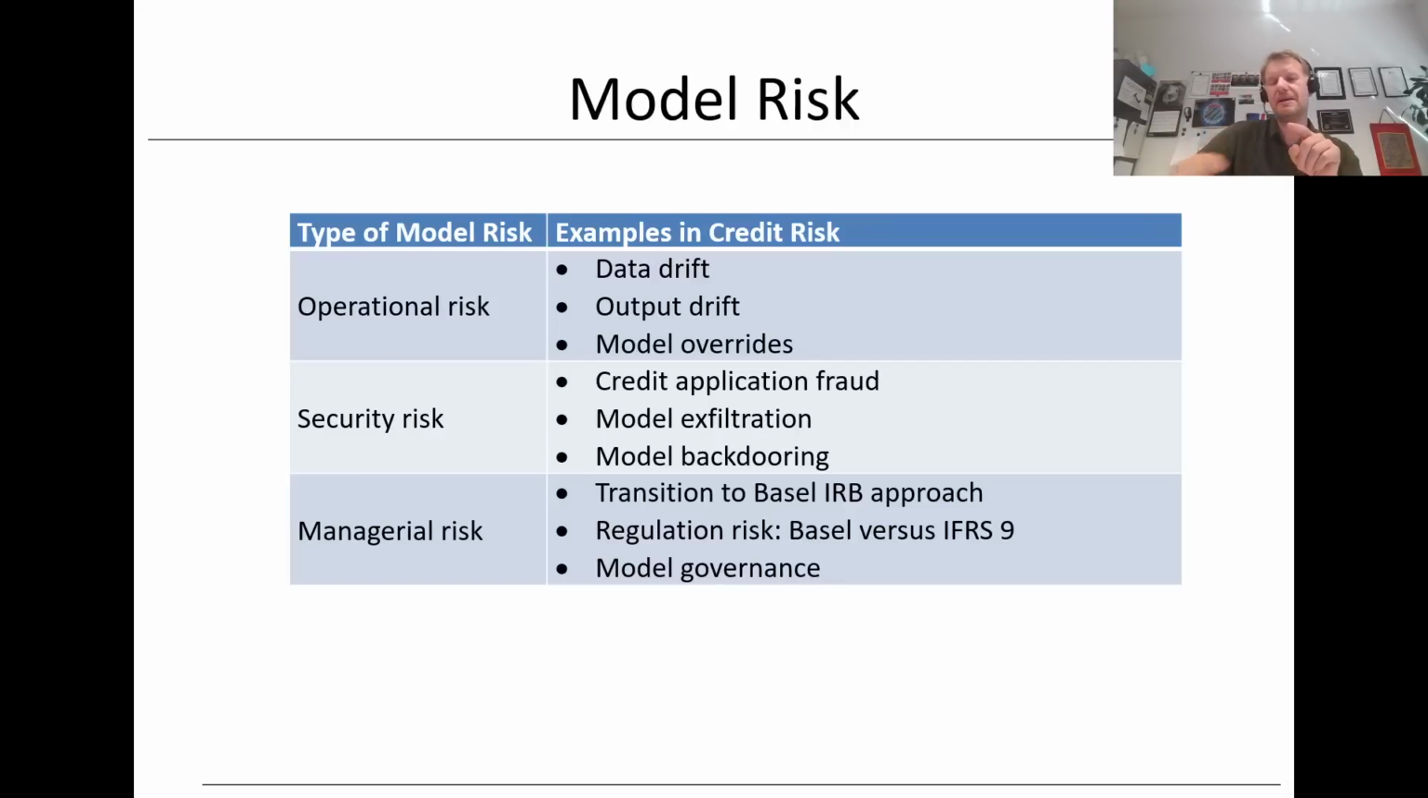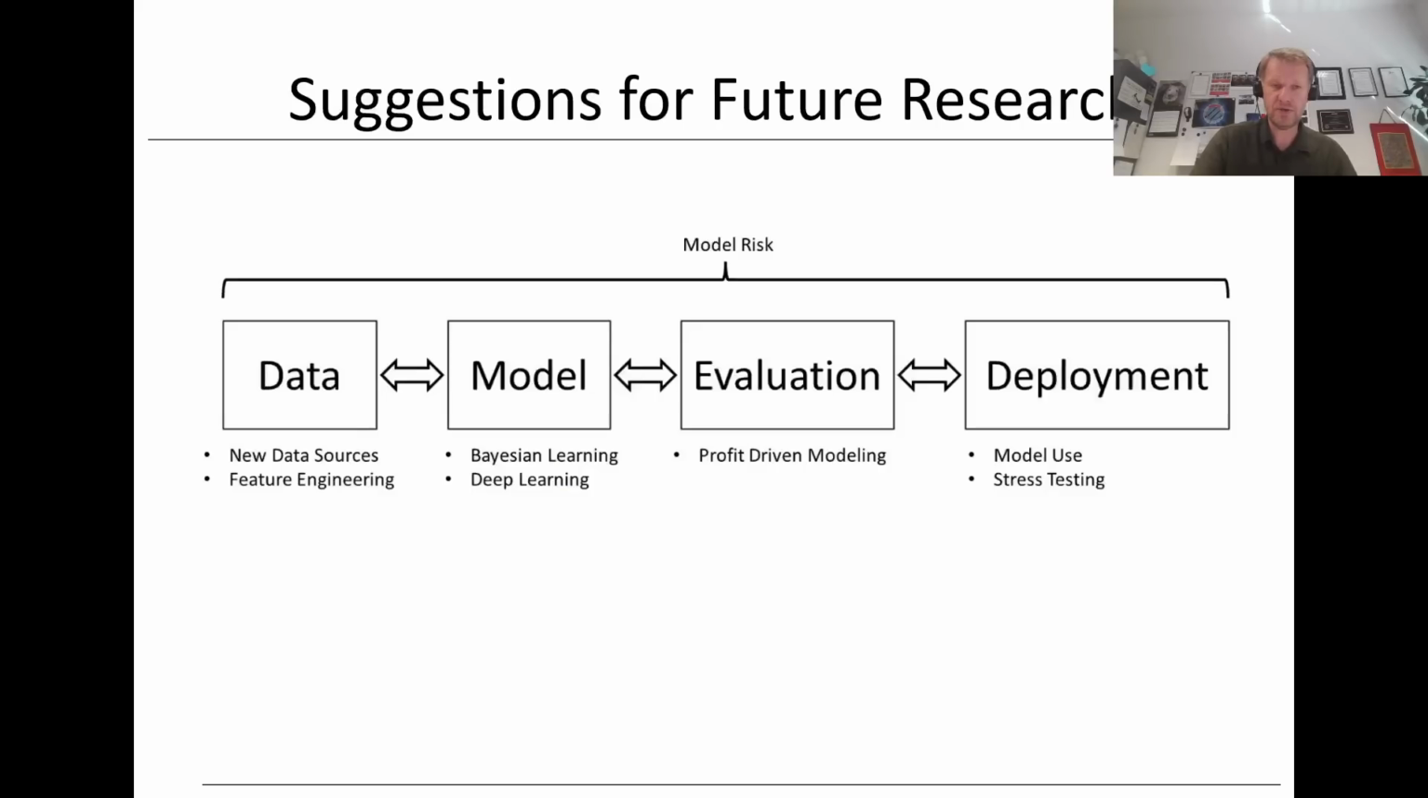Model backdooring means that you found leaks in the model that allow you to do what you wanted to do. Managerial risk is also a very important source of model risk. How are you going to smoothly transition to a Basel IRB approach? What about Basel versus IFRS 9? Sometimes there are some minor discrepancies there that should be catered for, and model governance. All of that I have some references for in the paper in case you are interested.